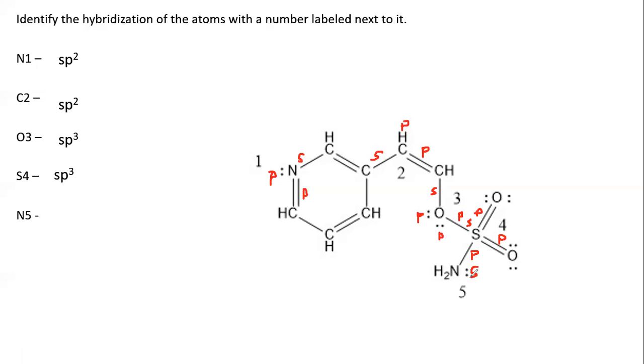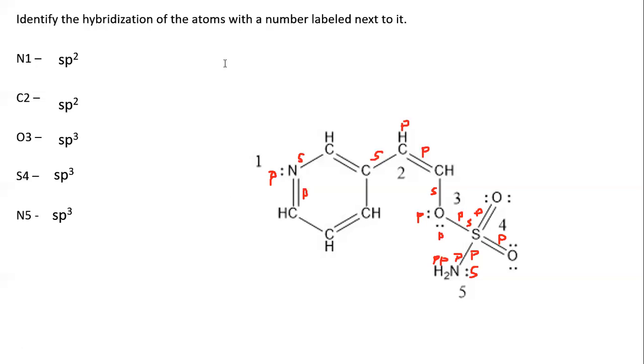So for N5, we have S, P, and then there are 2 hydrogens attached to this nitrogen, so that's 2 P's, one for each hydrogen. So this would be sp3. So this is not a coincidence.